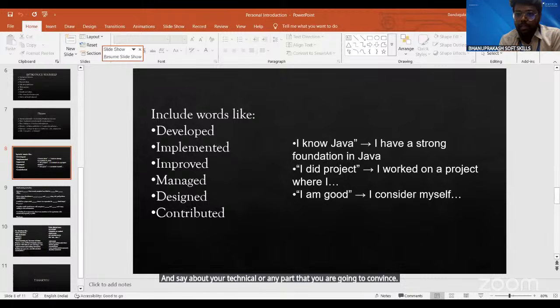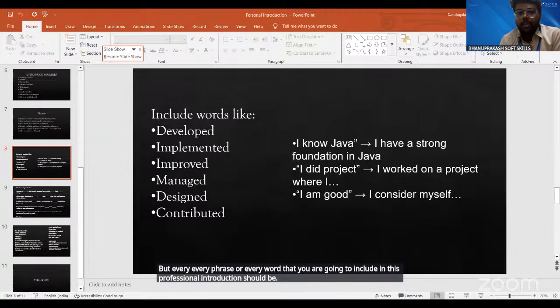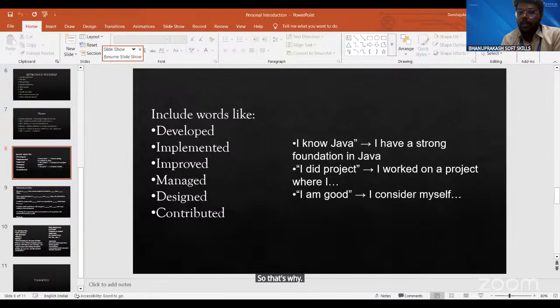But every phrase or every word that you include in this professional introduction should be professional words only, which are nothing but formal words. That's why I try to develop your English from informal to formal, so that automatically we have the scope of using these formal words. Okay.